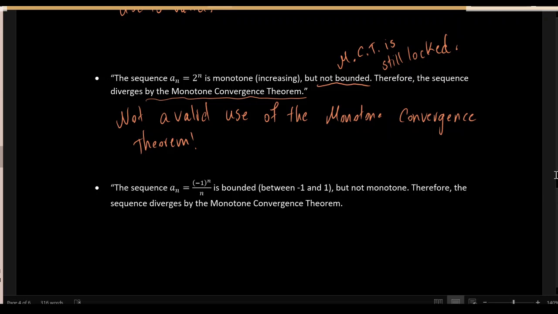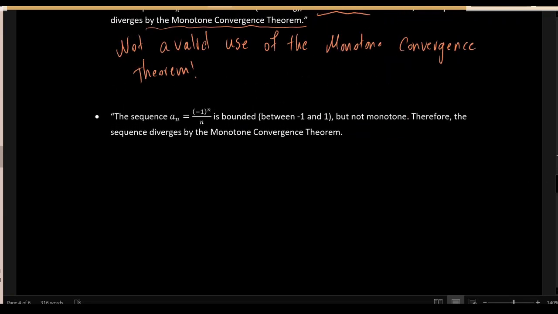For the third example, the student says, hey, we had this sequence, which was minus 1 to the n all over n. And we found that it was bounded between minus 1 and 1, or if you want to be a little bit tighter, between minus 1 and 1/2. However, the sequence was not monotone because the values in the sequence kept bouncing up and down. The student says, therefore, the sequence diverges by the monotone convergence theorem. Is this use of the monotone convergence theorem appropriate or not?